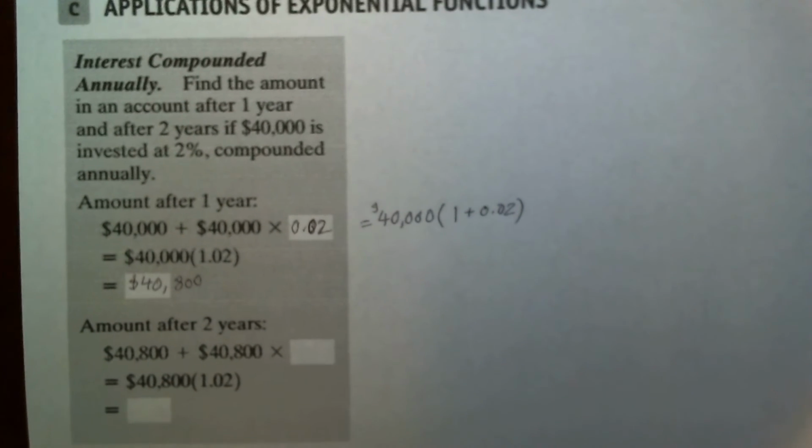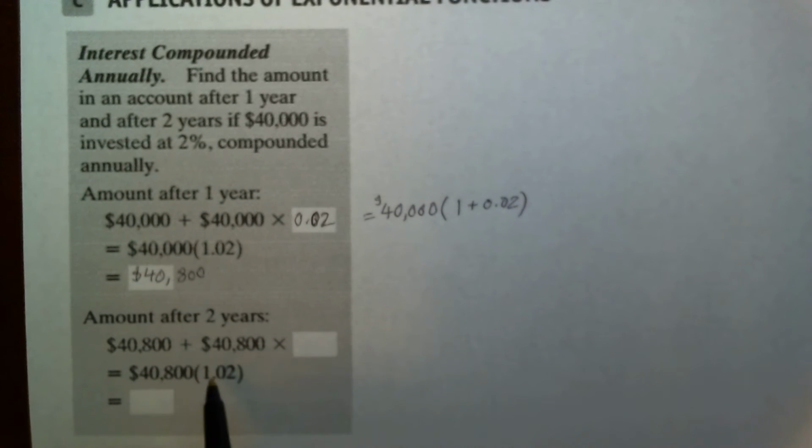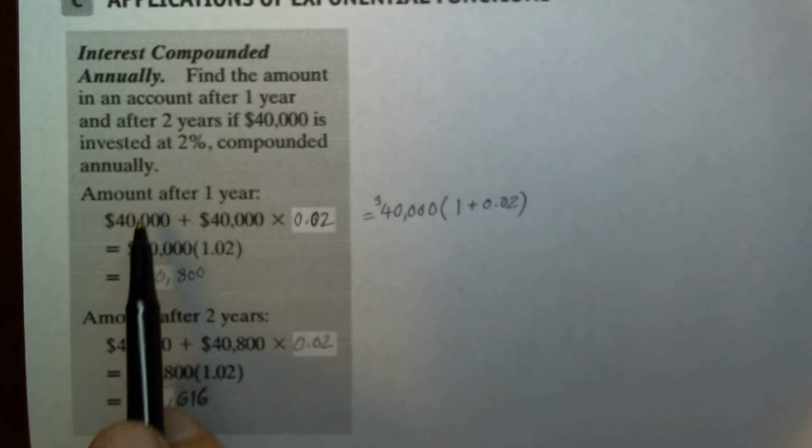Then the amount after 2 years is now 40,800 plus 40,800 times 0.02. And as before, we factor out 40,800, and then we add 1 plus 0.02, and that gives us 40,800 times 1.02, and that is equal to $41,616. So that's how we can compute compound interest, given that the compounding takes place once a year, or annually.